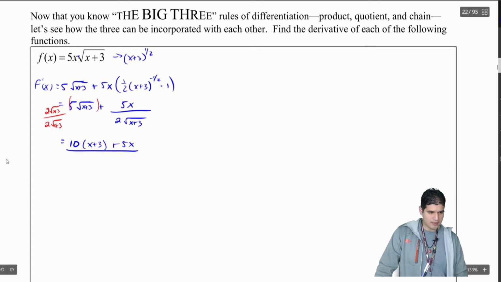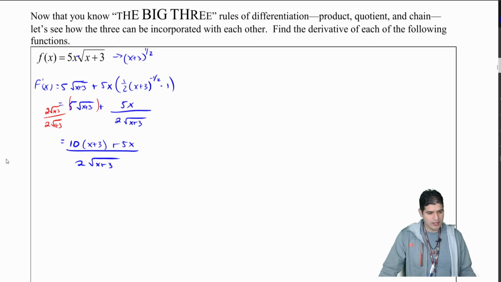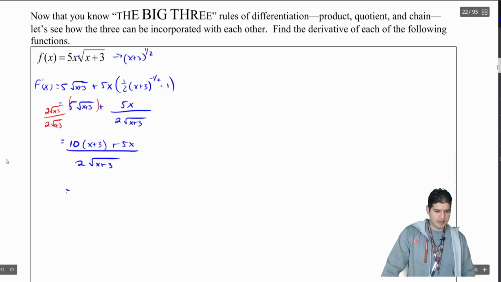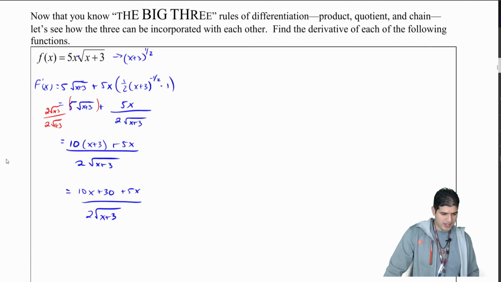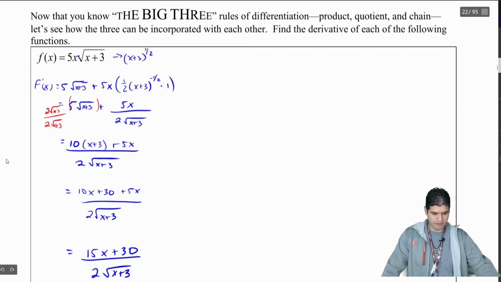And then in my denominator, I'm going to get 2 square root of x plus 3, because I just combined them all in one step. What I can do here is distribute the 10. So I get 10x plus 30 plus 5x over 2 square root of x plus 3. And one final step remaining: 10x plus 5x, I get 15x plus 30, all divided by 2 square root of x plus 3.